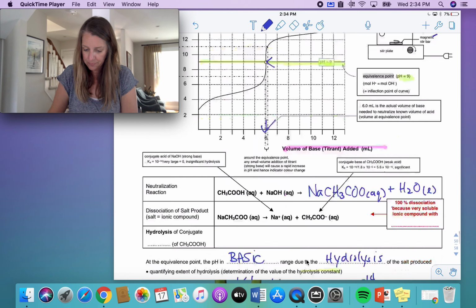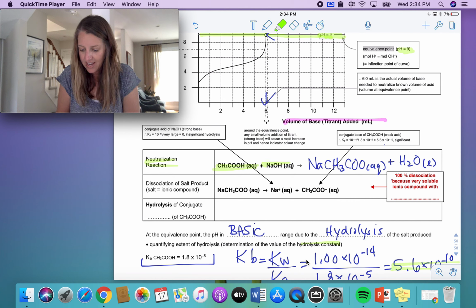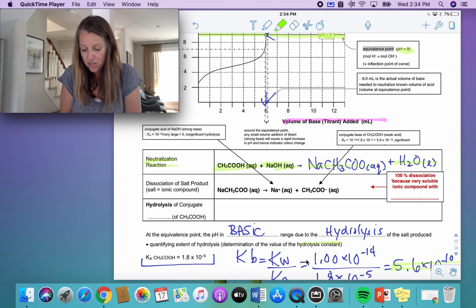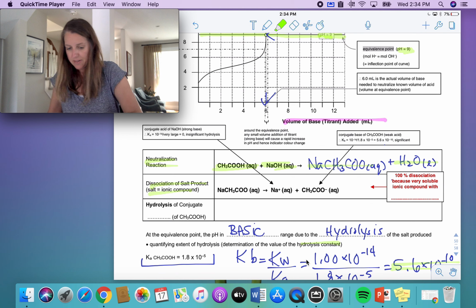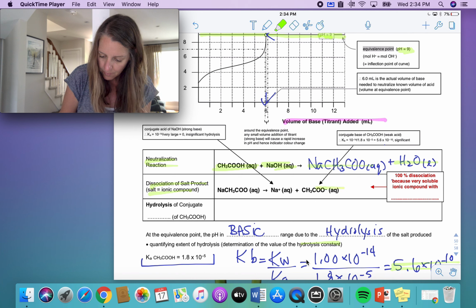Let's show the work. Here we go. Here's my neutralization reaction. I've got a weak acid and a strong base. Great, gives me a salt and water. Now, let's look at that salt, the dissociation of the salt, because which ions am I looking at specifically? Well, I'm looking specifically at this one right here, okay?